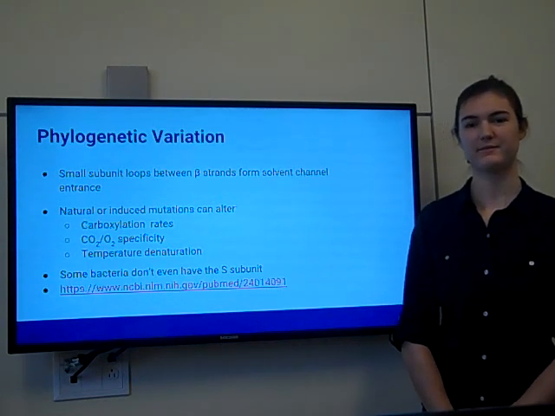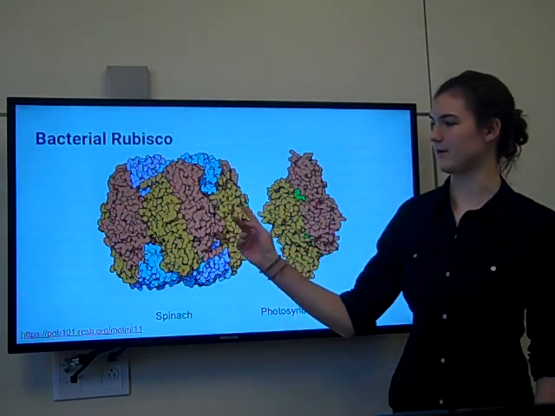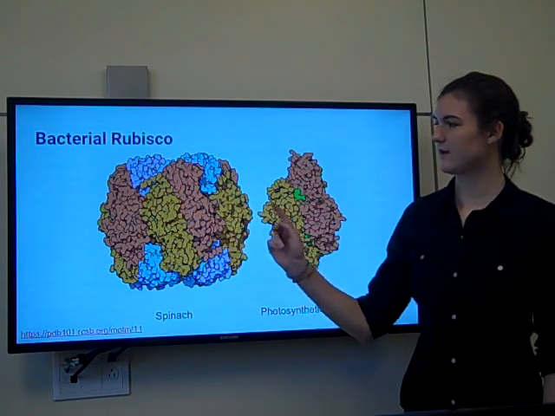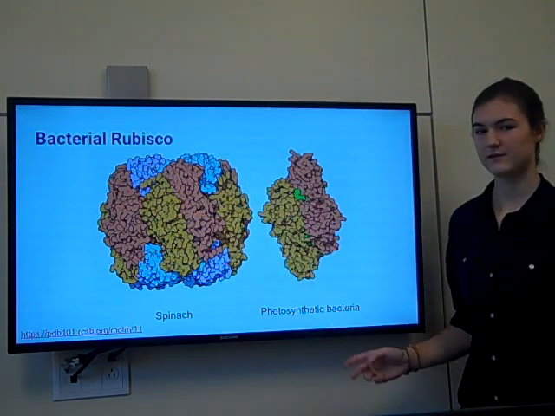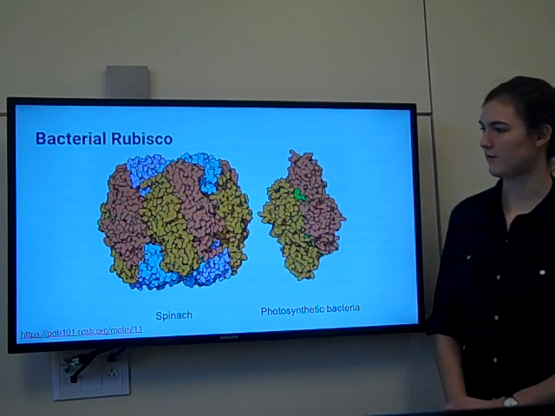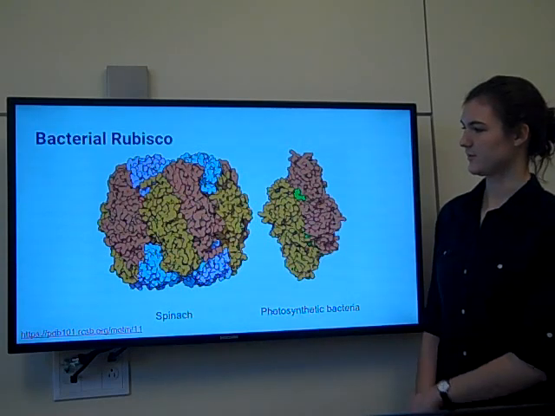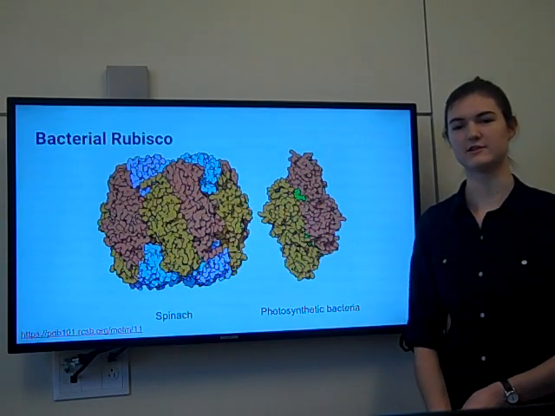So here we have the spinach Rubisco. It's the barrel consisting of large subunits and then caps on both ends of the barrel. For many photosynthetic bacteria, instead of having the barrel structure, we only see a dimer of large subunits. It doesn't have any small subunits because the dimer is enough for the reaction to take place.